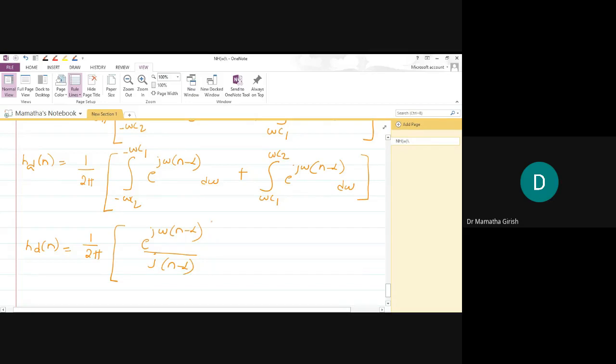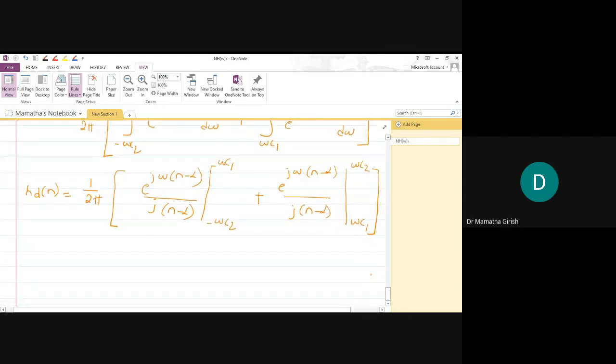What are the limits? The limits are minus omega c1 and minus omega c2. Similarly, the second term is again e to the power of j times omega times n minus alpha. The coefficient is j times n minus alpha. The limits are omega c2 to omega c1. Close the square bracket.